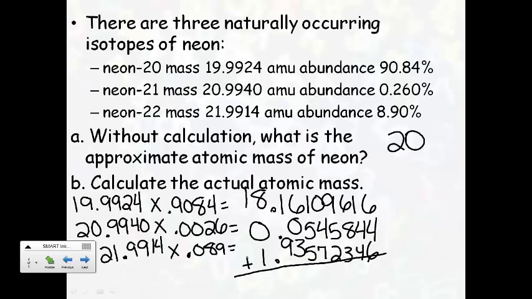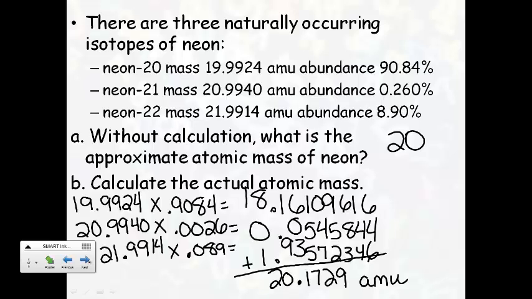All right, we're going to add all those up. And that gives us our average mass at 20.1729 AMUs. Okay? All right, so that's not too bad.